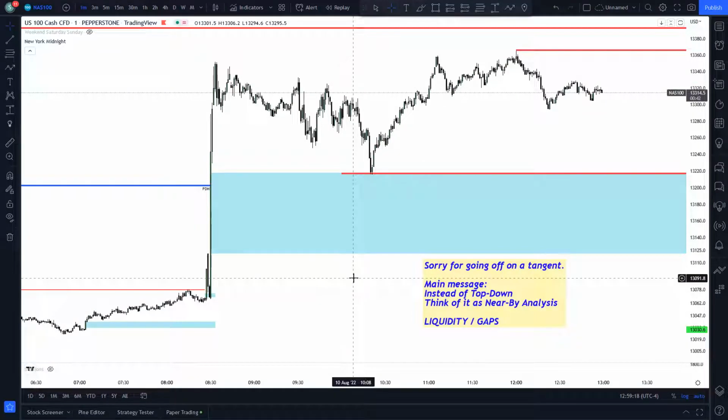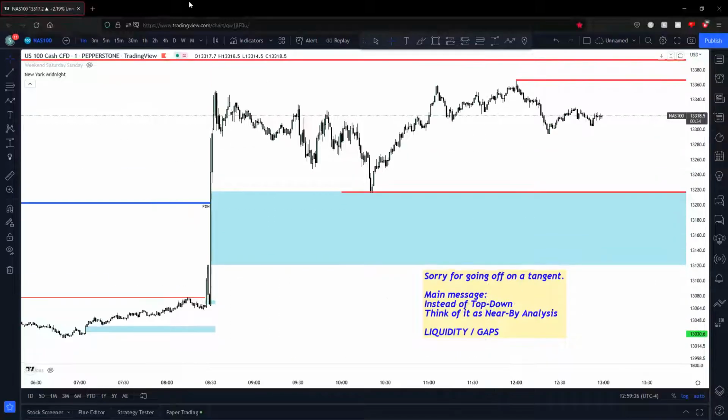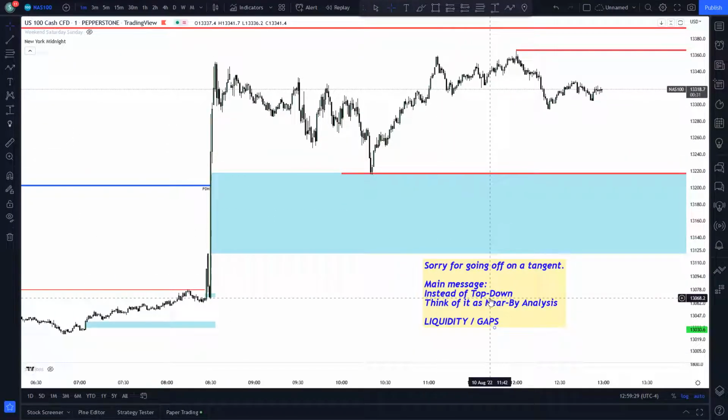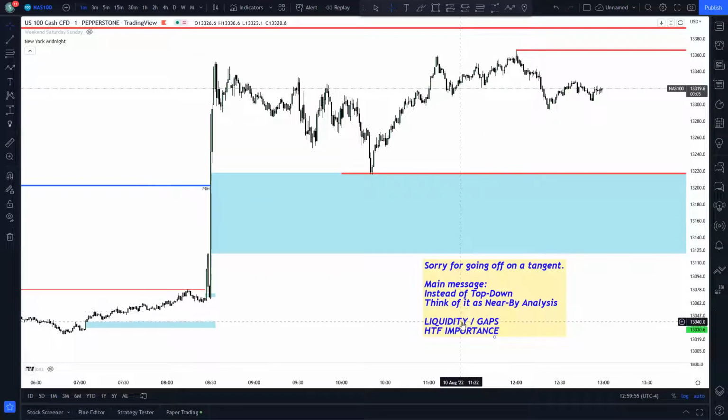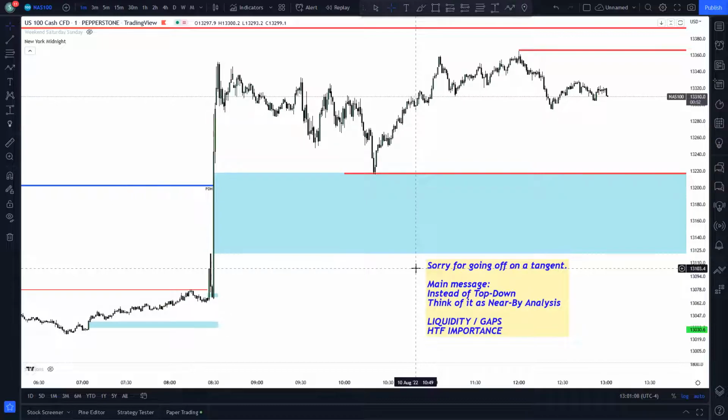Sorry guys, I think I went off on a tangent there. But the main message about top-down analysis is, instead of thinking about it as a top-down from monthly all the way down, think of it more as a nearby analysis. So finding the most relevant area of liquidity and most relevant gaps in relation to where price is right now. There's just so many things to talk about when it comes to top-down analysis. I didn't go very in-depth at all this video, and I have so many more things to say, but I don't want this video to be so long, so I think that'll be it for me.